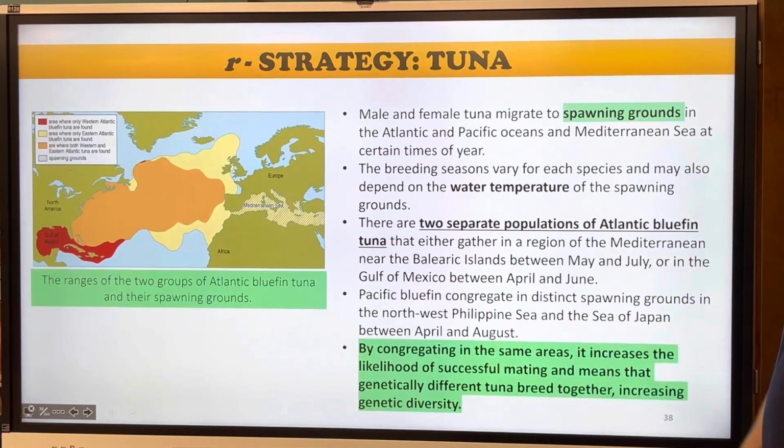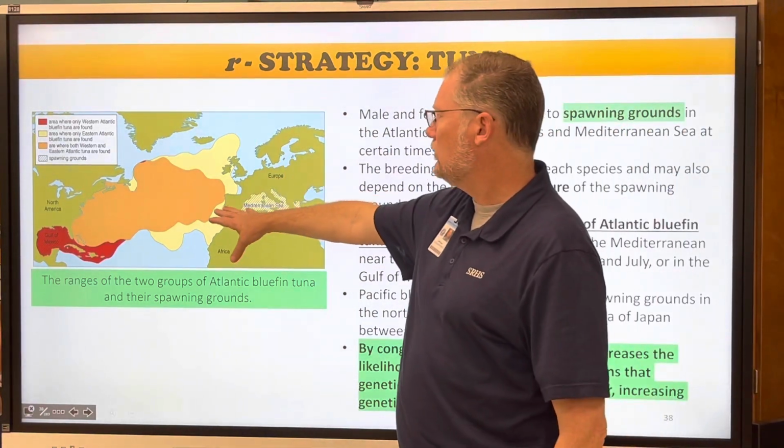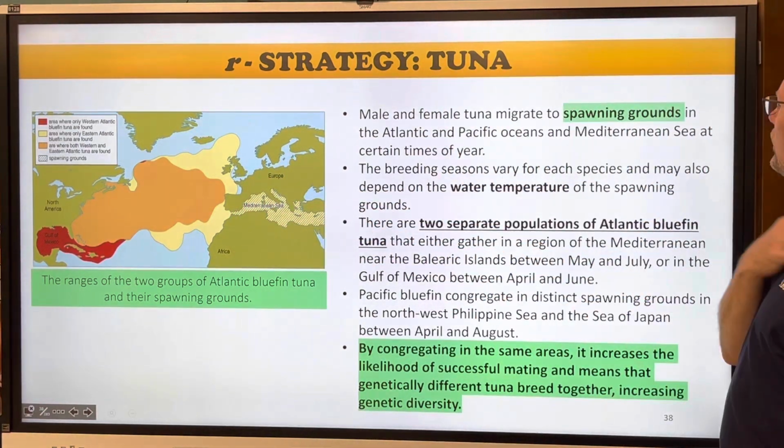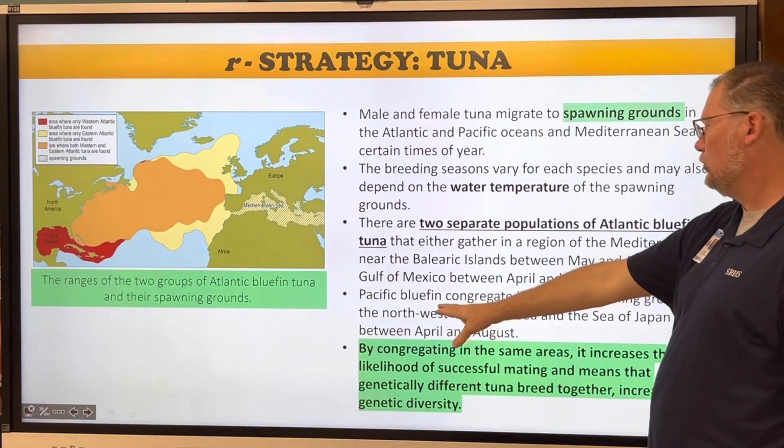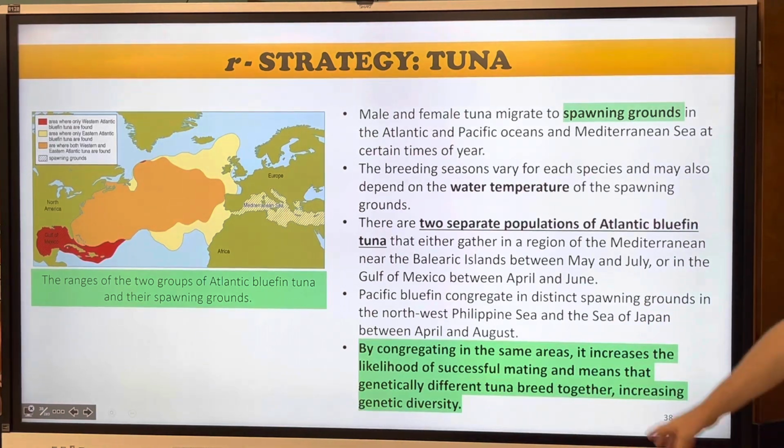Okay, this is yellowfin tuna in the Atlantic. This is bluefin also. Yes, sorry. I thought I saw yellowfin up here somewhere. I guess not. Okay, but there's a Pacific bluefin as well. And then here's the point here.